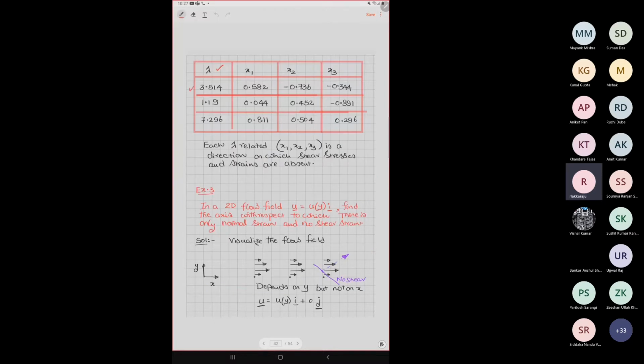So when I plug in the lambda value, I will get 0.582, minus 0.736, minus 0.344. These are the values which satisfy that first relation. Any multiple of that, 5 times, 15 times, 25 times, 100, whatever, is also the eigenplane direction. You have figured out the direction. Usually we represent the vector by a unit vector, but any multiple of that is also the direction. So don't worry about that number. Similarly, when you plug in another lambda, you will get another eigenvector.